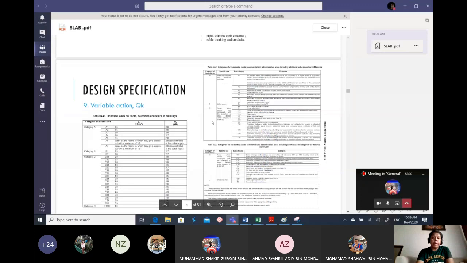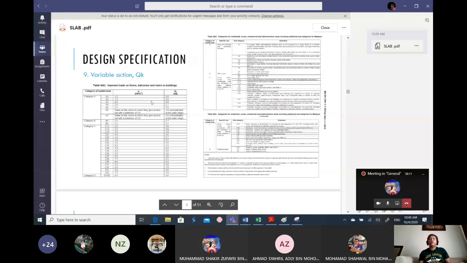Okay, ini adalah untuk variable actions. Macam biasa, variable actions kita kena refer dekat, okay, selama ni yang saya bagi adalah kamu refer kepada Eurocode 1, betul? Okay, setiap negara, okay, after the Eurocode 1, we have another code that we have to refer because each country have their own National Annex, okay, yang mana menggunakan Eurocode standard, okay? So, in Malaysia, we have our own Malaysia National Annex. Okay, you boleh download dah hari tu, Madam Juana dah ada share dalam Google Classroom. So, you boleh refer dekat situ.